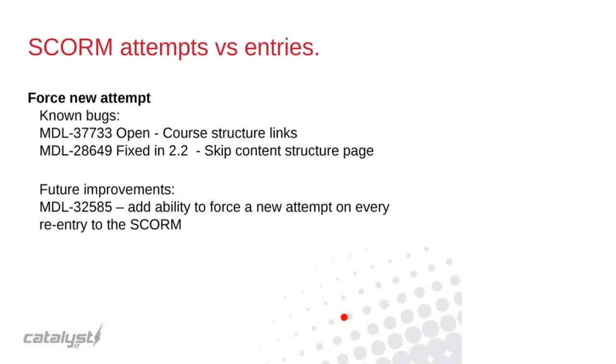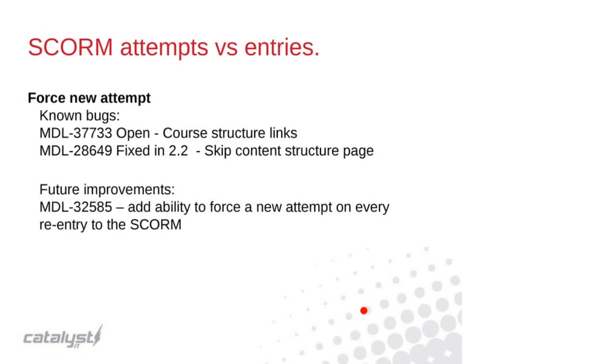But it only does that for learners. It won't do that for teachers. And the reason it doesn't do it for teachers is because the only way to get at reports for SCORM is via that SCORM entry page. So if we skipped it for teachers as well, then they'd never see the link to the reports and wouldn't be able to get at them. So it only skips it for students, and the forced new attempt wasn't working properly for those students prior to 2.2.